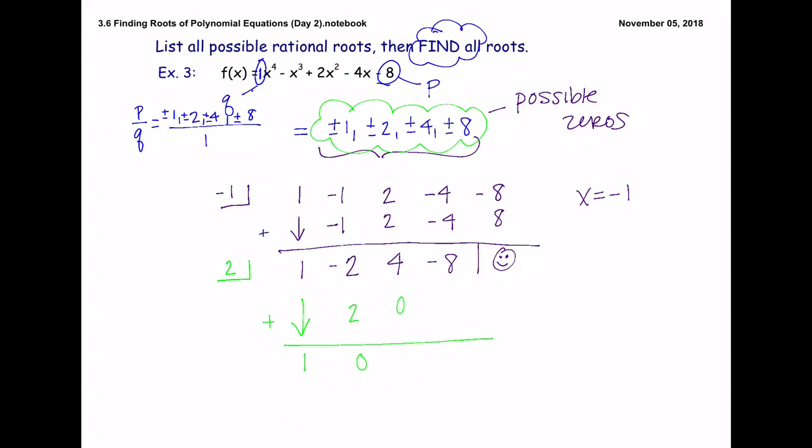0 times 2 is 0. Add those up, you get 4. 4 times 2 is 8. -8 plus 8 is 0 again, so we know that x is also equal to 2.